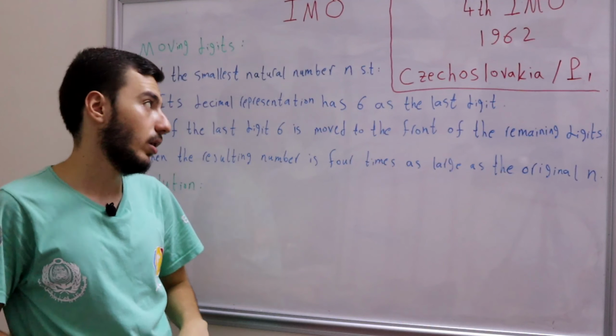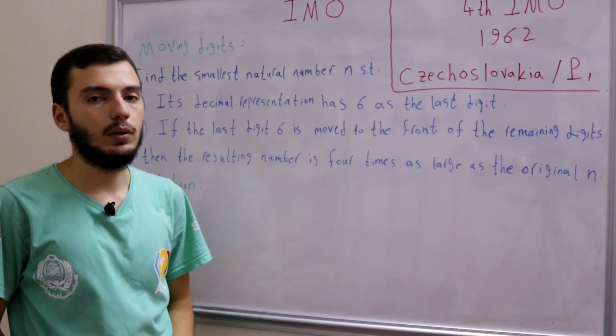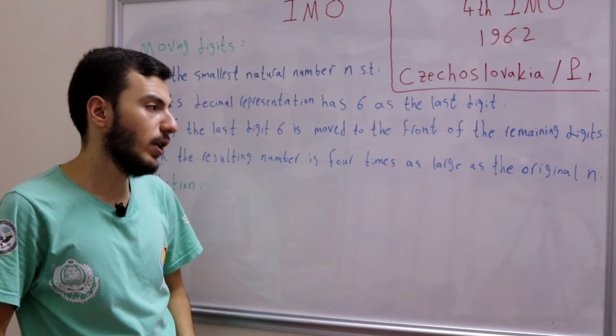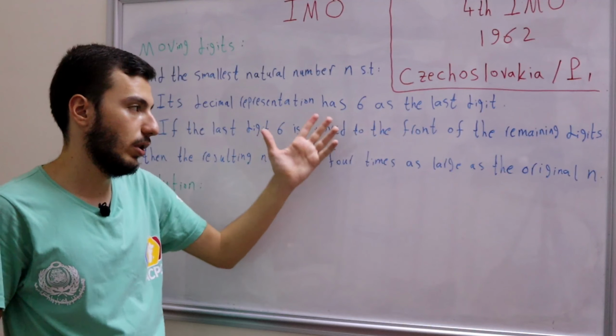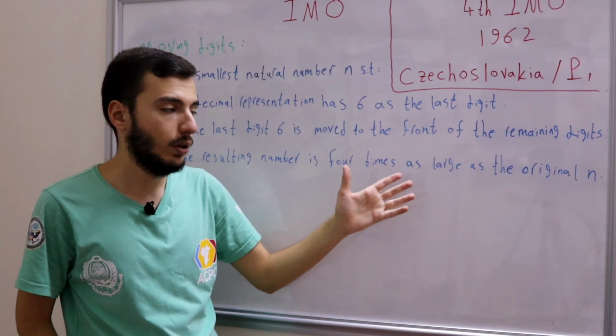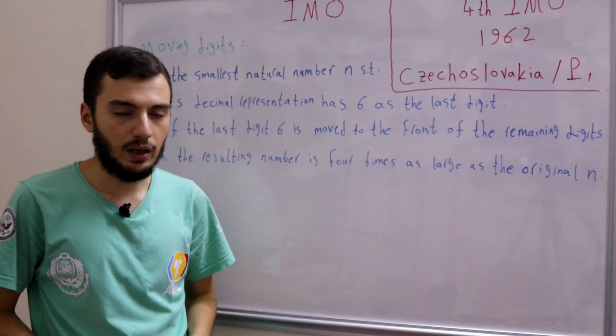Here is a nice thing: we don't need to find all such numbers, we just need to find the smallest one. So what we're going to do here is simple: we just need to express this using variables and equations.